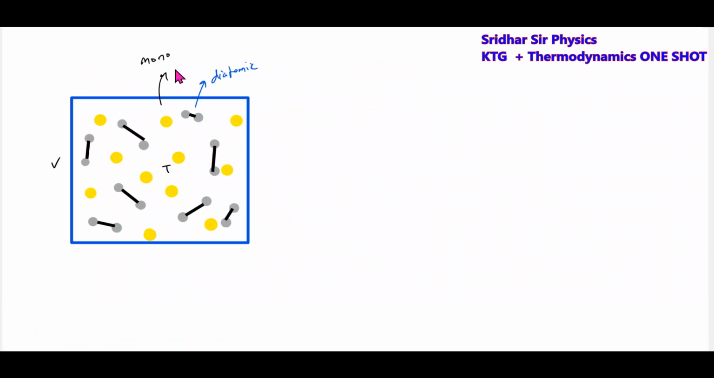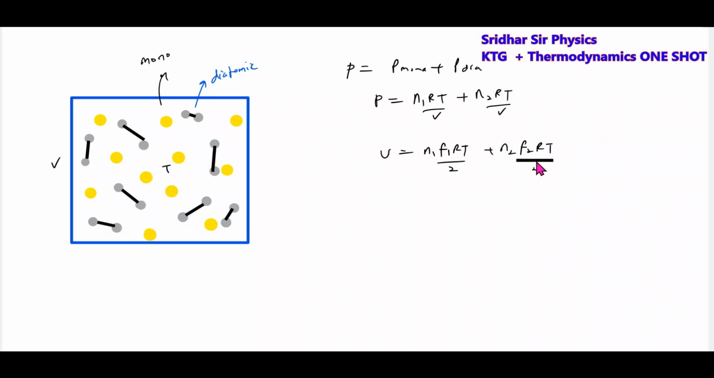Suppose I fill up a mixture of both monoatomic and diatomic gas. What is the total pressure? Total pressure will be the pressure due to monoatomic gas plus the pressure due to diatomic gas. The pressure due to N1 moles is N1 RT by V, since both gases occupy the same volume. Similarly, for diatomic gas it is N2 RT by V. This is the pressure. The internal energy will be N1 F1 RT by 2 plus N2 F2 RT by 2, which is N1 times 3 plus N2 times 5, RT by 2. This is the internal energy.